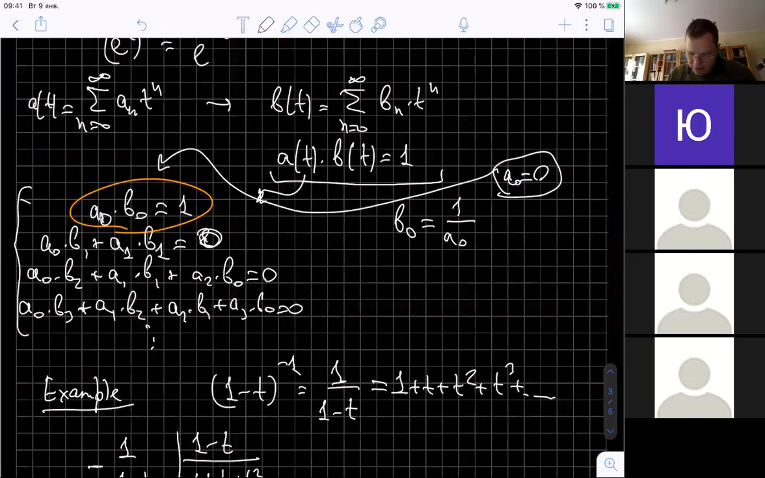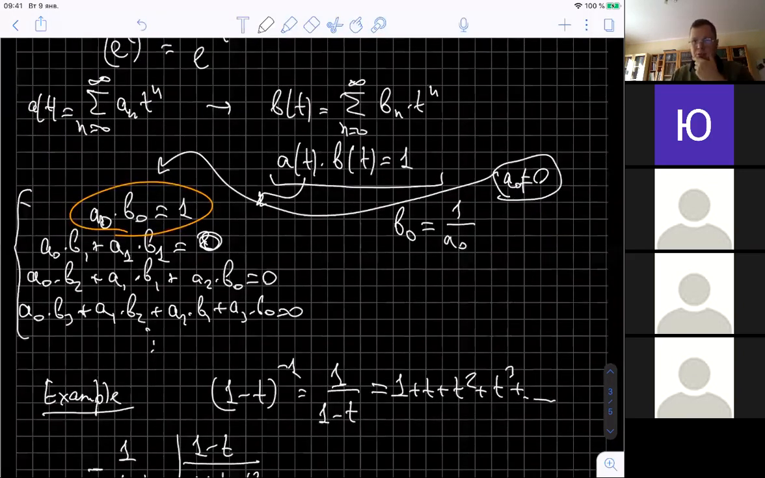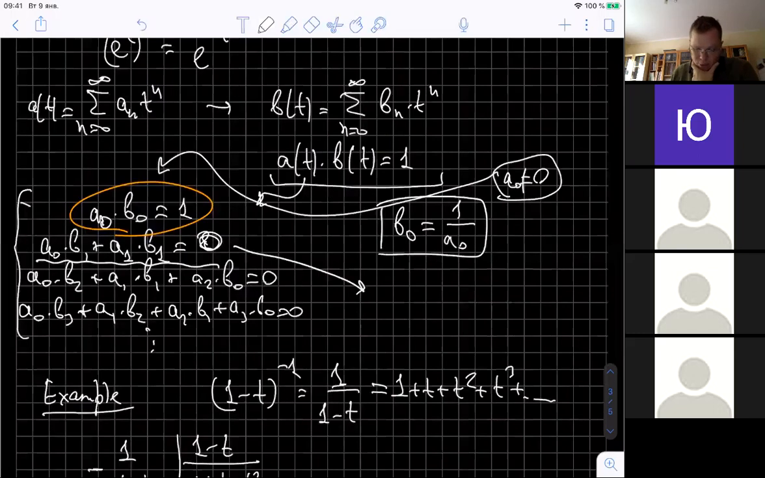And if a0 is not equal to 0, then we have b0 equal to 1 over a0. If you look at the second equation, then we can find b1 using this coefficient b0. So this is a1 times b0.